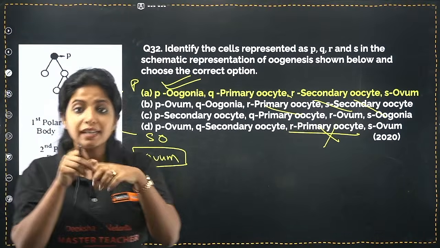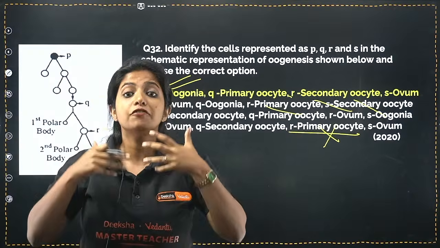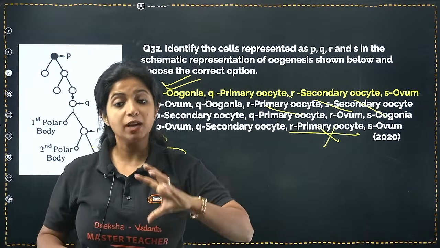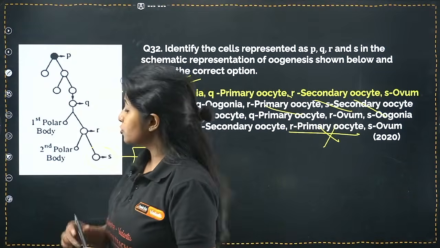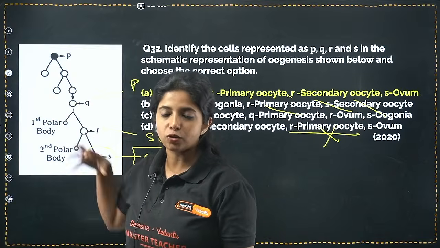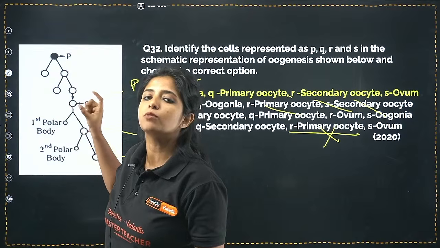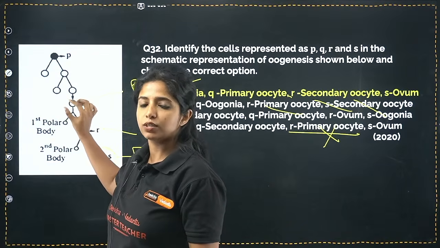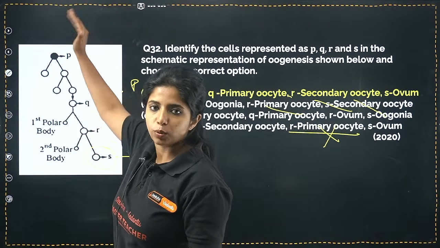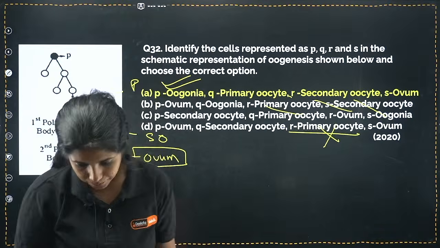Oogonia is going to divide, increase its number, and get differentiated, as in, it wants to form an ovum later on. So those differentiated cells, the cells which are going ahead and dividing, are known as primary oocytes. So Q is going to be primary oocyte, P is going to be oogonia. I hope this is clear now.